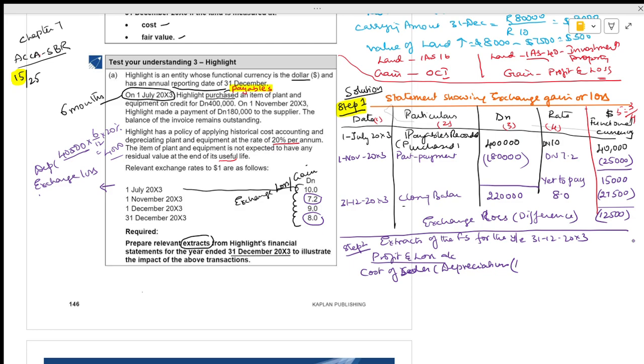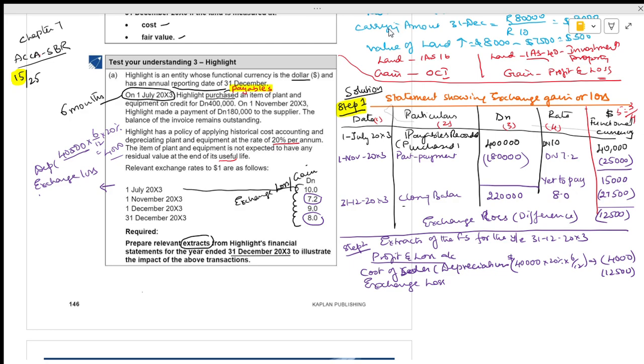Again, I am putting here $40,000. Is that $40,000 times 20% times 6 by 12? It comes to how much? It comes to 4,000. Next, exchange loss is there. How much is the exchange loss? We calculated here 12,500. Is that right? 12,500. Just put it in brackets. It reflects that it has to be deducted from the revenue.